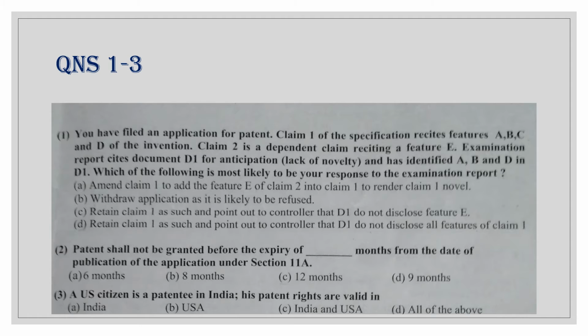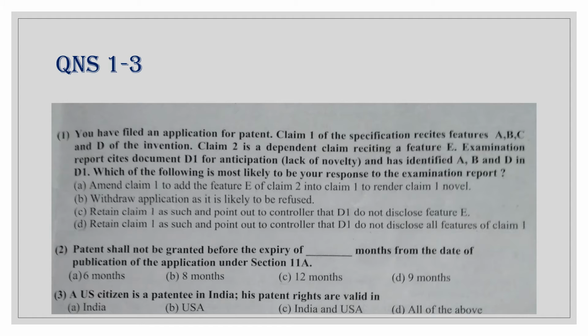As we know, E is a feature of claim 2, and claim 2 is a dependent claim. So adding the feature E of claim 2 into claim 1 will not work. Now, option B says, withdraw application as it is likely to be refused.